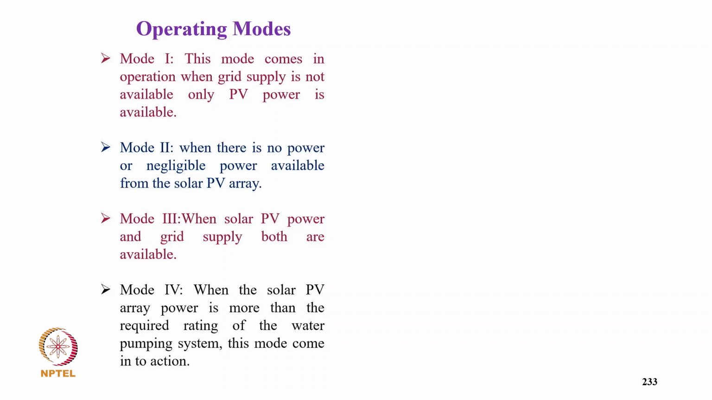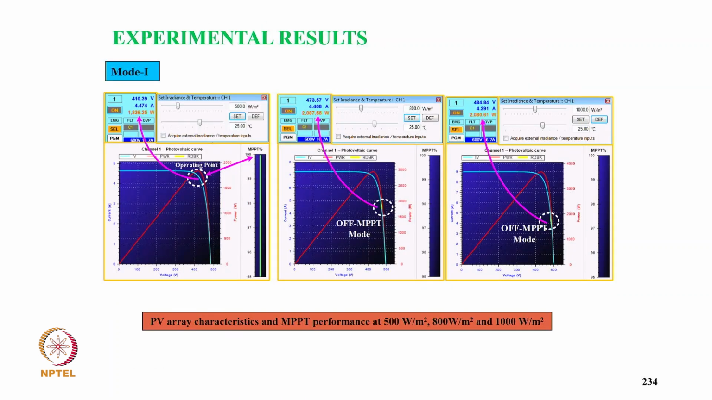Second case, only non-grid is there, PV is not there. The third is when both are there, and the fifth is when the power generated is more than what is required for water pumping, or the pump is not operating. And these are the motor parameters.